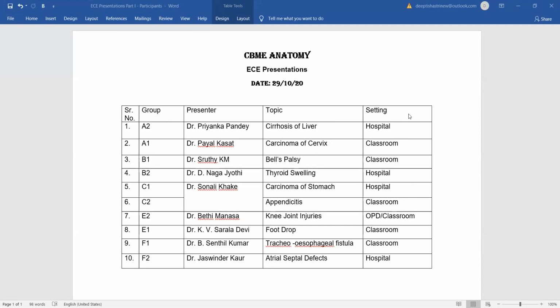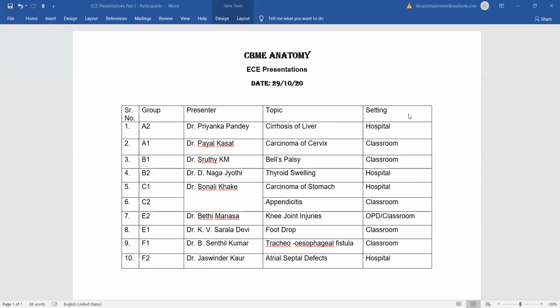Next will be Dr. Payal Kasat from A1. She'll be presenting carcinoma of cervix in a classroom setup. Next will be Dr. Shruti KM from B1. She'll be presenting on Bell's palsy classroom setup. Next would be Dr. Naga Jyoti from B2. She'll be presenting on thyroid swelling hospital setup.